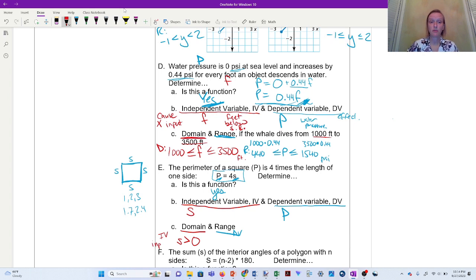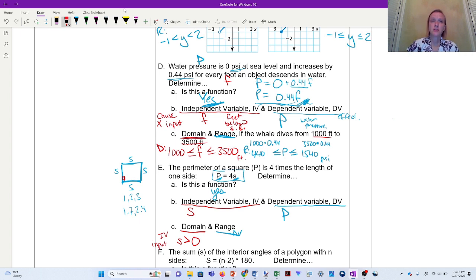Remember, we're looking for inputs here, a plausible input value to this problem. It doesn't make sense to have a negative number, and it doesn't make sense to have a square with a side length of 0, but so long as it's a positive number, you can have a square of any size. It could be really small or it could be really large.